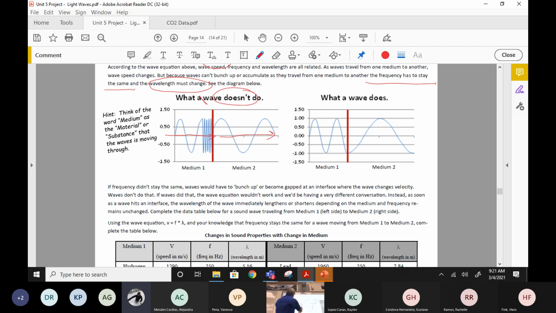But look, this is what waves don't do. So don't imagine that. They don't bunch up there. They don't cluster up. But what they do is they spread out, or they could squeeze together. If this was moving the other direction, from right to left, they're squeezing together when it changes media. So the frequency stays the same, but the wavelength will either stretch out or squeeze together. Okay?